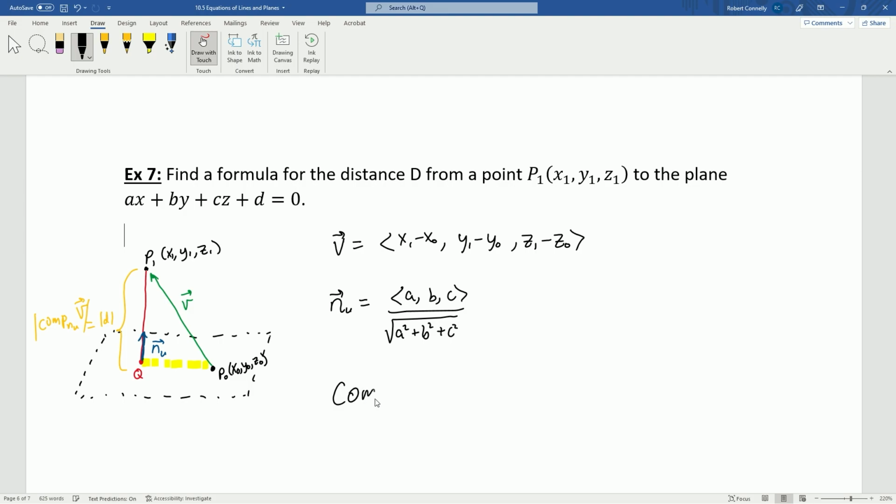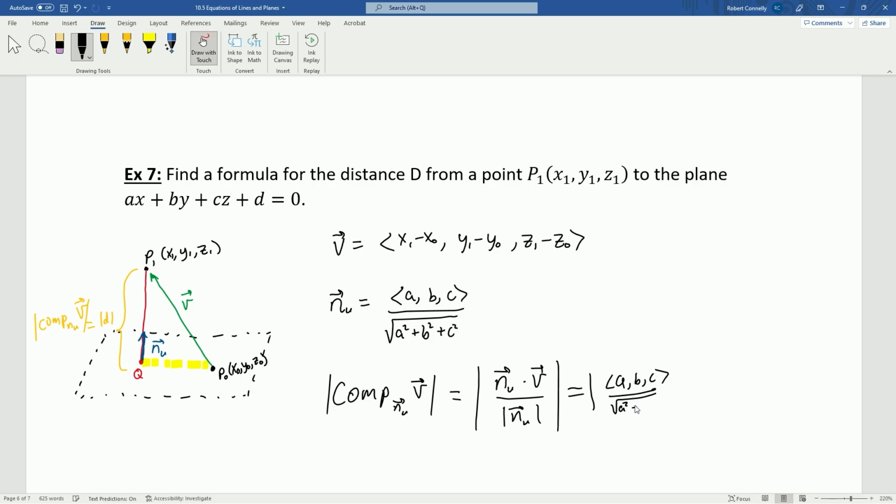And we know that the component can be found with the following formula. Since we're looking at magnitude here, I just want the magnitude of n_u dot v divided by the magnitude of n_u. But since we made this a normal unit vector, we actually know this magnitude is 1, so that makes things a little bit easier. And this just becomes the magnitude of the dot product of ABC divided by its magnitude.